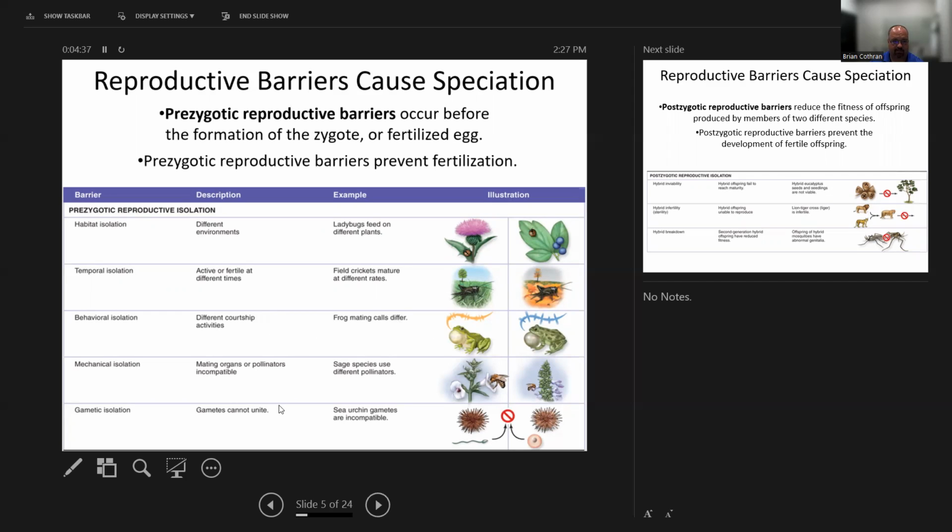Mechanical isolation, where the mating organs or pollinators are incompatible. We've seen the moths that have the specialized tongues that will fertilize the flowers. In this case, we have bees that have certain plants they can fertilize and others they cannot. And then gametic isolation, where the gametes cannot unite. Different species of sea urchins, for instance, are not compatible with each other. The sperm and egg will not match up. So those are prezygotic, meaning that it happens before fertilization.